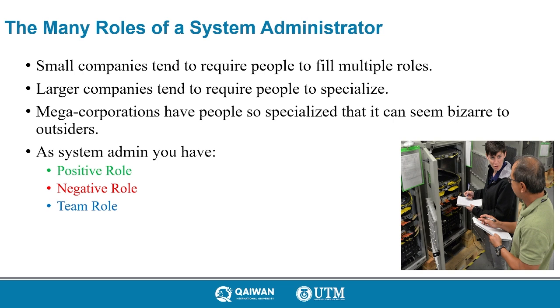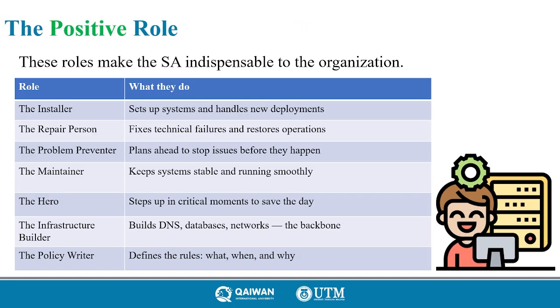Now, as a system admin, you have a positive role, a negative role, and a team role. What do we mean by each one? We will now explain. The positive roles make a system administrator indispensable. They cannot let you go in an organization, or we can also say in a company. The first role would be the installer. What would be your job? It would be to set up a system and handle new deployments.